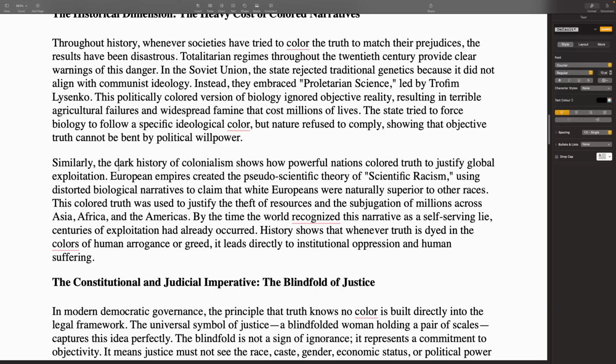Instead, they embraced proletarian science, led by Lysenko, Trofim Lysenko. This politically colored version of biology ignored objective reality, resulting in terrible agricultural failures and widespread famine that cost millions of lives. The state tried to force biology to follow a specific ideological color, but nature refused to comply, showing that objective truth cannot be bent by political willpower.